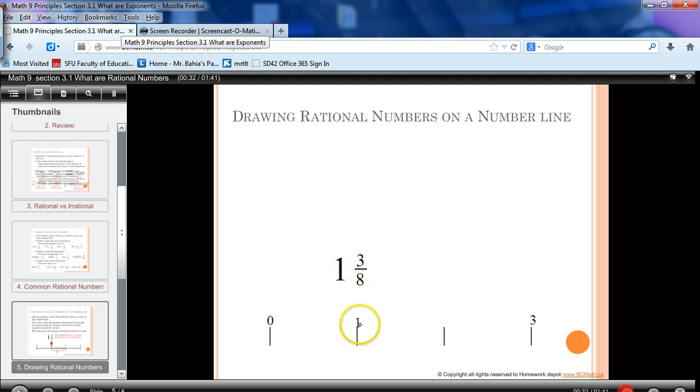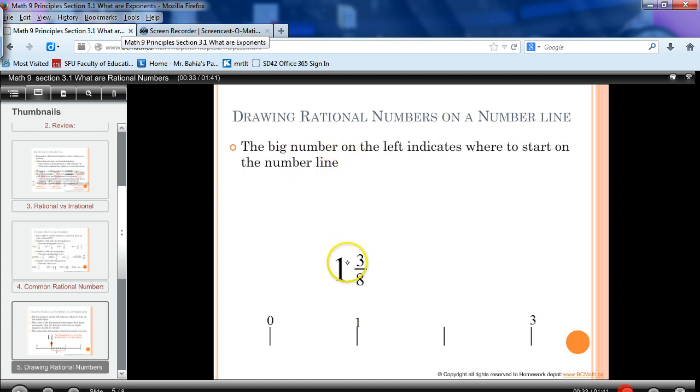Well, between the 1 and the 2, we want to chop it up into 8 spots, or 8 little sections. So whatever the denominator is, that's how many sections we're going to chop the section up into. So check this out.